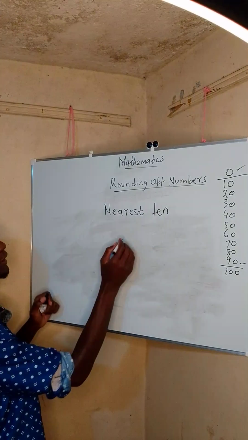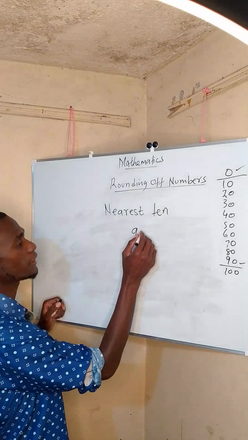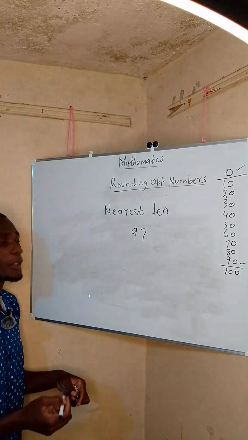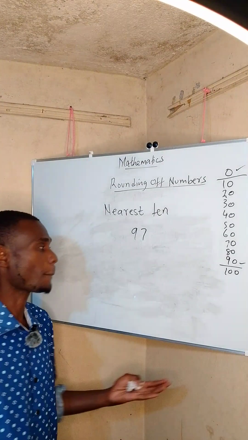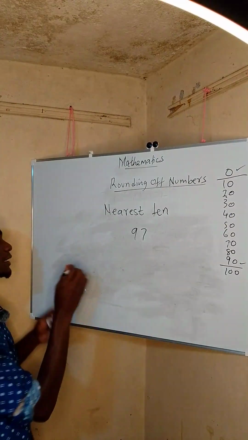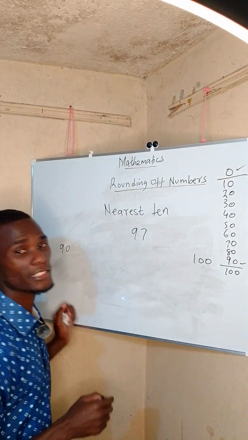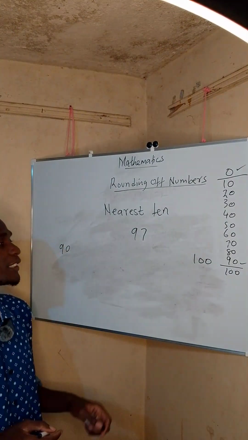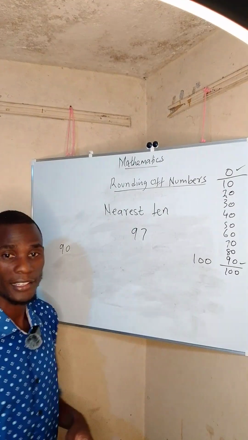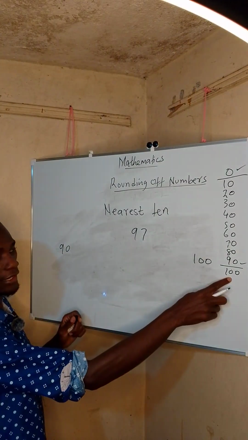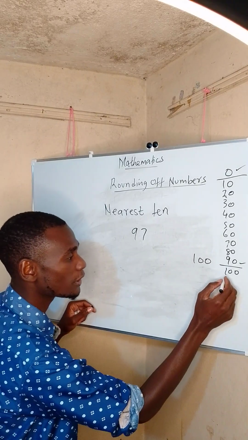So let's say you have been given 97, and you are asked to round off to the nearest 10. The first thing, ask yourself, 97 falls under which tens? So 97 falls between 90 and 100. And remember, 100 is not tens. 100 falls under hundreds, but 97 falls between 90 and 100. So you have to use that 100. That's why I wrote this one here. At some point, when rounding off to the nearest 10, you will find yourself with 100.